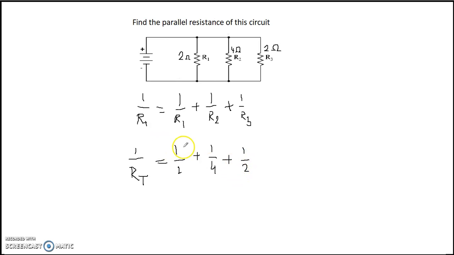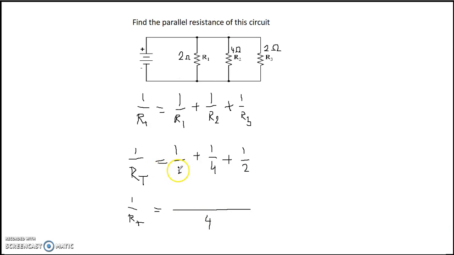Now we can see we have 3 fractions. We have denominators as 2, 4, and 2, and we're adding all these 3 fractions. For that, we'll have to find a common denominator. So what will be our common denominator? We can see that 4 is divisible by 4 itself and 2's, right? So our common denominator in this case is 4.